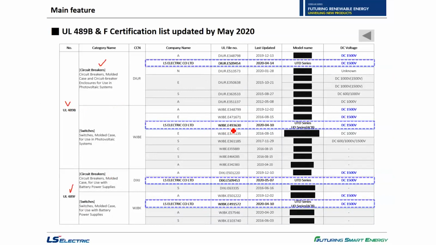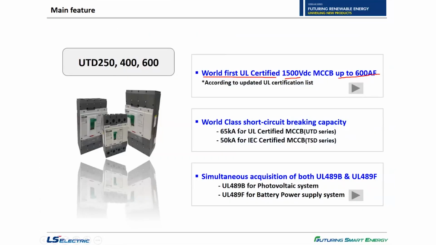And it is very clear that there are only a few players with DC 1500 DC volts MCCB and MCS solutions in the market when LS Electric successfully achieved all those certifications. And next, I can guarantee our high short-circuit breaking capacity, which is 65 kiloamps for UL certified MCCB and 50 kiloamps for IEC certified MCCB, which are world-class features at this moment.